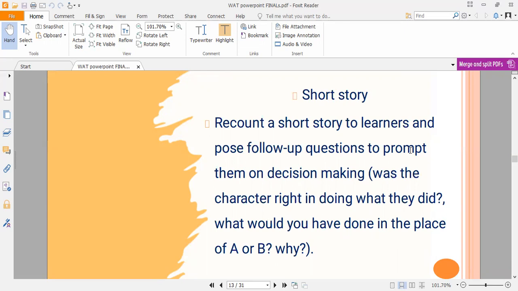This was contrary to her grandmother's instructions. She got scared and she fled from her home. So the essence of this story was to prompt students in decision making.